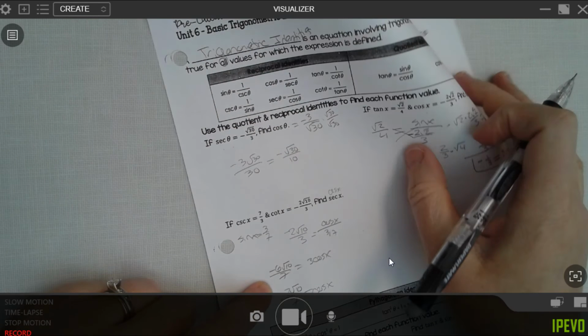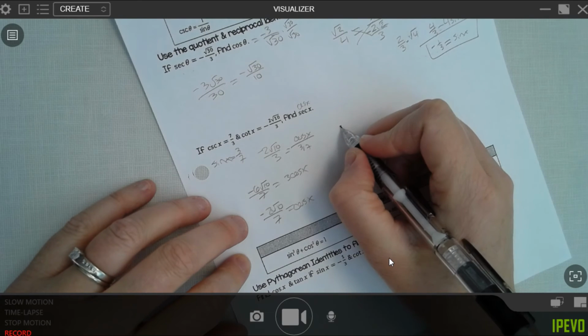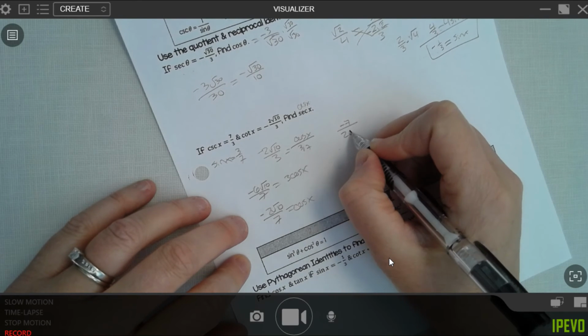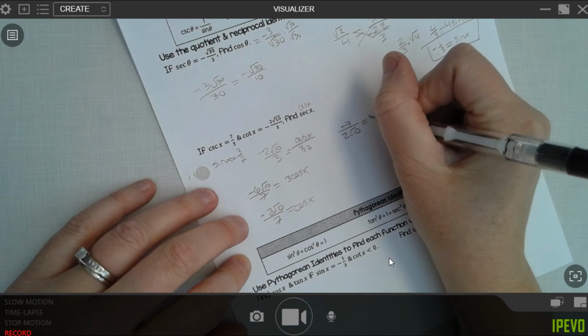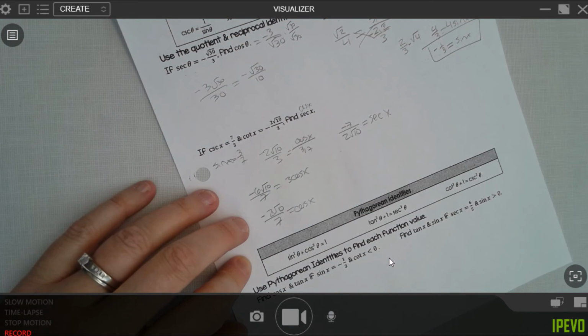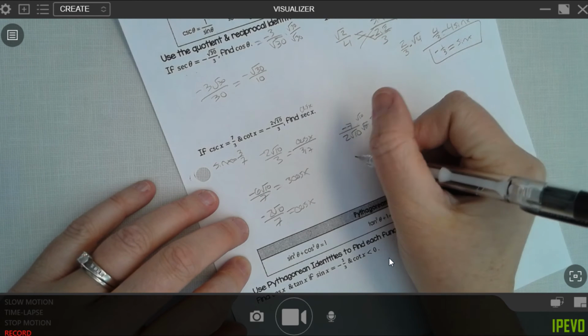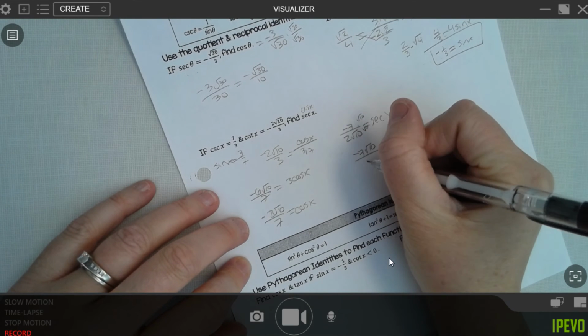So if I want to find secant of x, I just do the reciprocal of this. So I'm going to get negative 7 over 2 radical 10. I'm fine with that as an answer, but we'll practice reducing it for the ACT type stuff. So multiply top and bottom by square root of 10. So negative 7 square root of 10 over 20.